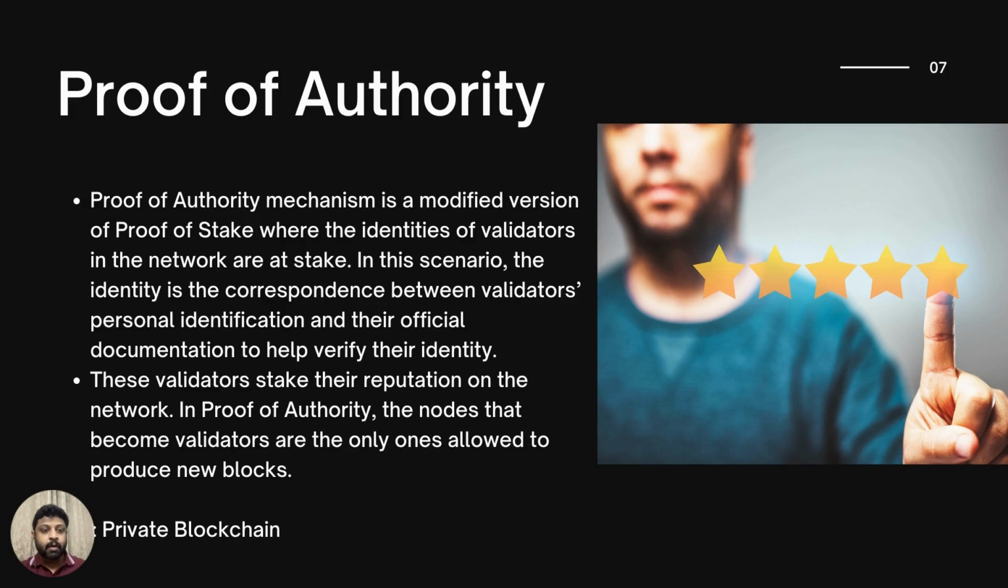Proof of authority. The proof of authority mechanism is a modified version of proof of stake, where the identities of the validators in the network are at stake. In this scenario, the identity is the correspondence between validators' personal identification and their official documentation to help verify their identity. These validators stake their reputation on the network. In proof of authority, the nodes that become validators are the only ones allowed to produce new blocks, which means proof of authority is majorly used across private blockchains, where privacy is a big concern.